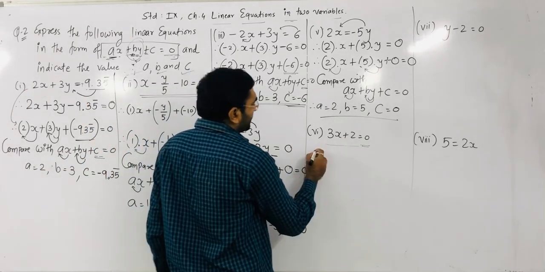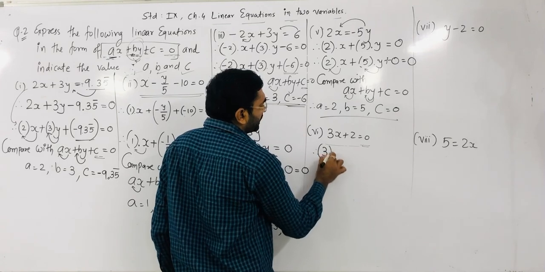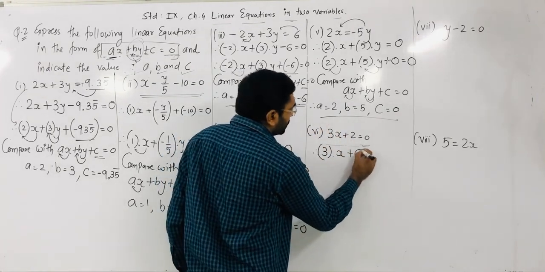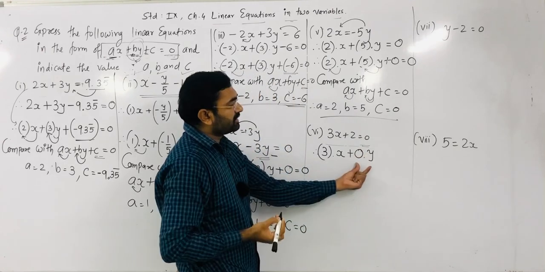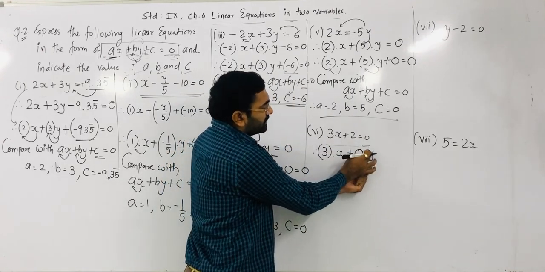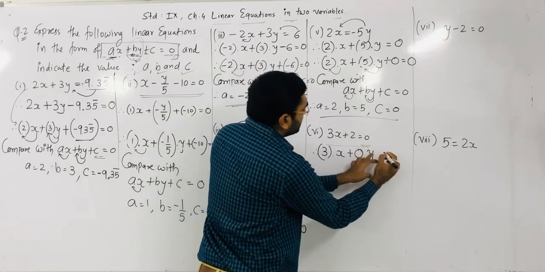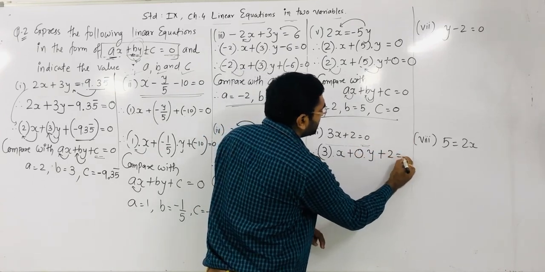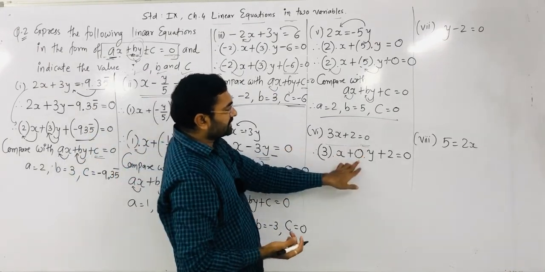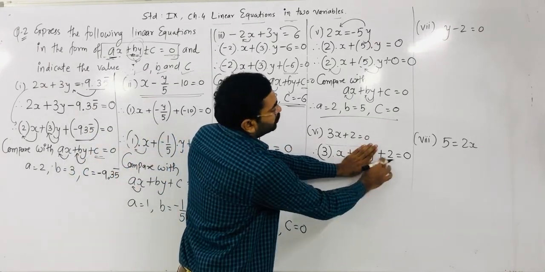So we can write that equation in the form 3 into x plus 0 into y, because this is the missing term, 0 into y, which is not given. If you multiply it, you get 0, and the last term is given, plus 2 is equal to 0. What is the meaning of that? 3x, and that 0 into y means 0, plus 2 is equal to 0.